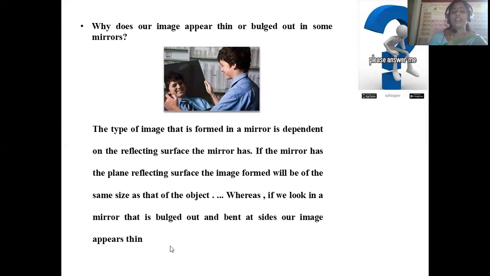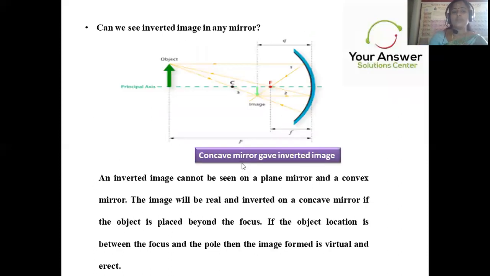And if you are taking a concave mirror, the image will be inverted. So the same question is repeated in a different manner: why does our image appear thin or bulged out in some mirrors? It will appear thin when you are using a convex mirror. That is purely because when curvature is there, the reflection will be different. When a bulged mirror is taken, a thin image appears. When you are taking a plane one, you can observe the image as it is, right? So this is the probable answer for this question.